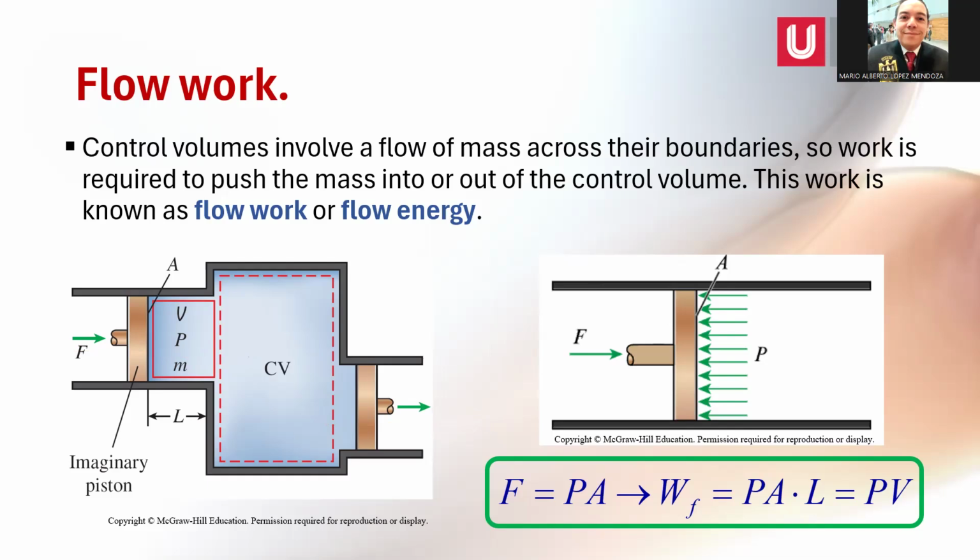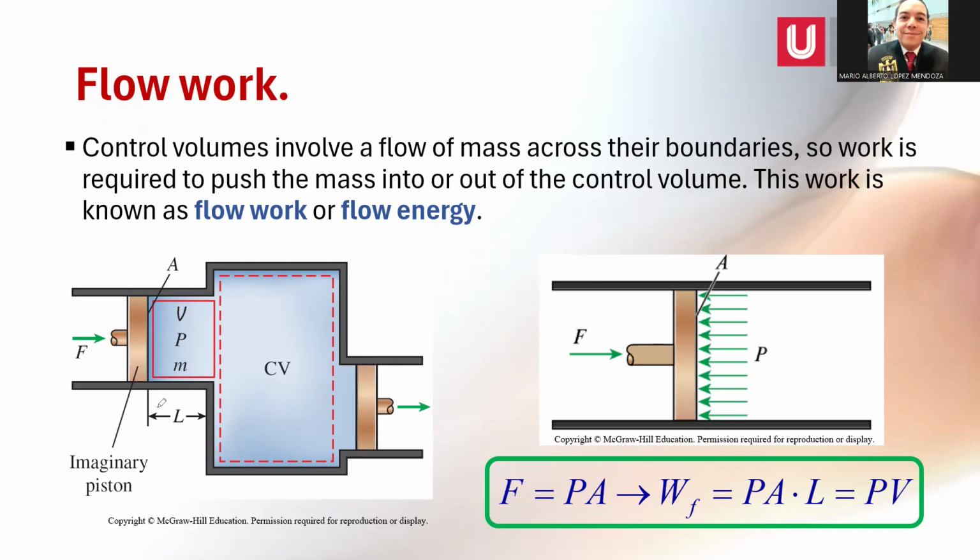So, in order to get the flow in or out of the system, there is a need to apply some kind of work. This is in order to push the mass into or out of the control volume. We can imagine the system as an imaginary piston, such as the one shown in the figure.